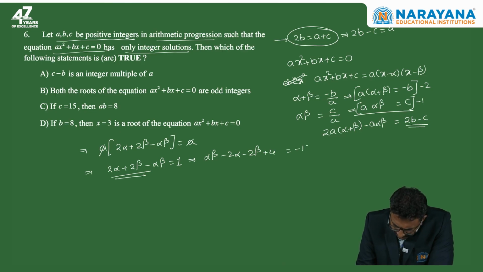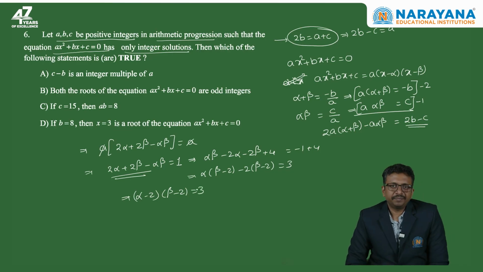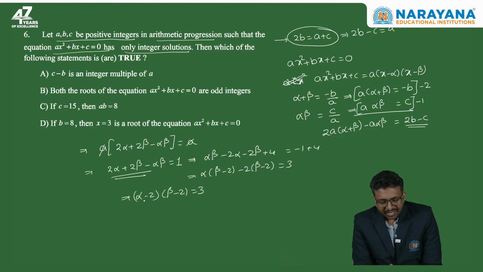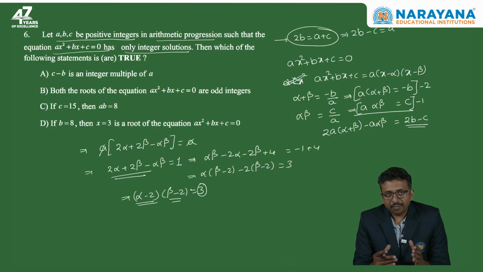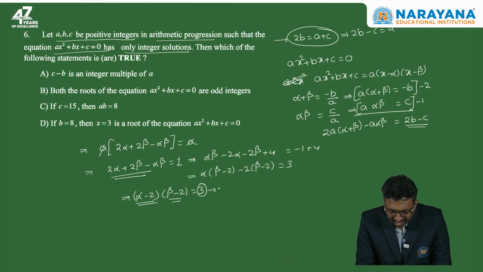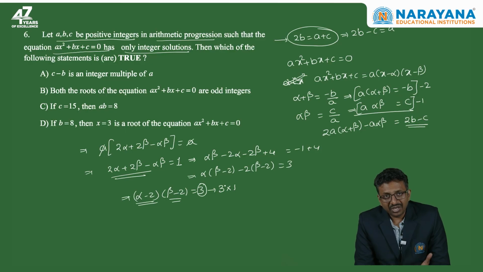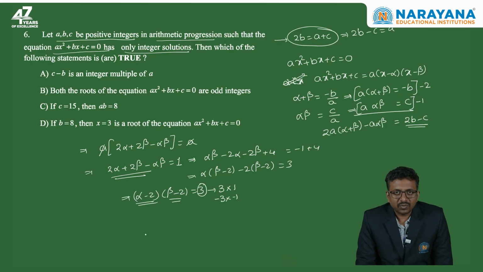I'll add a 4 on both sides, which implies alpha into beta minus 2 times beta minus 2 is equal to 3, which implies alpha minus 2 into beta minus 2 is equal to 3. Now alpha and beta are integers, so alpha minus 2 and beta minus 2 are also integers. So the product of two integers is turning out to be 3. There are not many ways of doing this. 3 can be written as a product of two integers in only two ways: either 3 into 1 or minus 3 into minus 1.